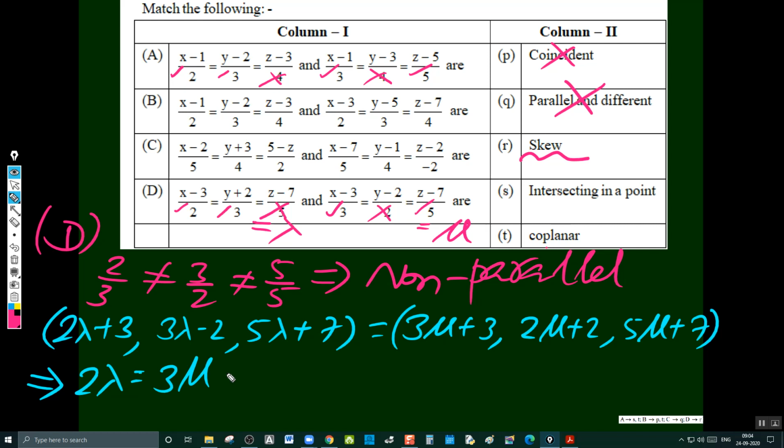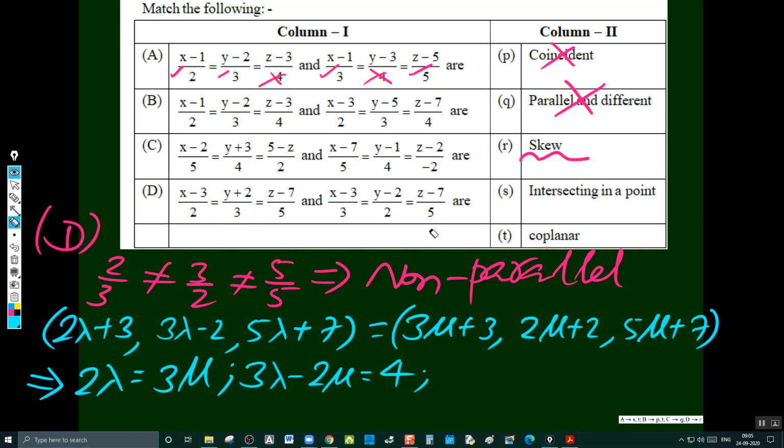Anyone did it, please? Yes sir, 12 by 5 and 8 by 5. Very good. The second one becomes 3 lambda minus 2 mu is equal to 2 plus 2, 4. And 5 lambda is equal to 5 mu. You are getting here lambda is equal to mu. Yes sir, that's why it is not satisfying. Yeah, correct.